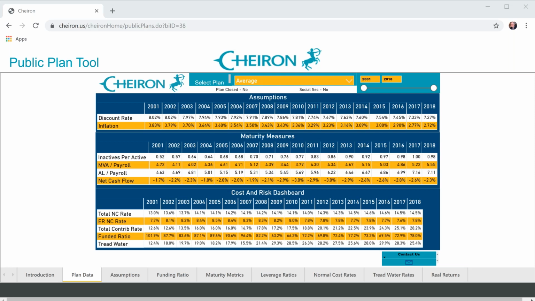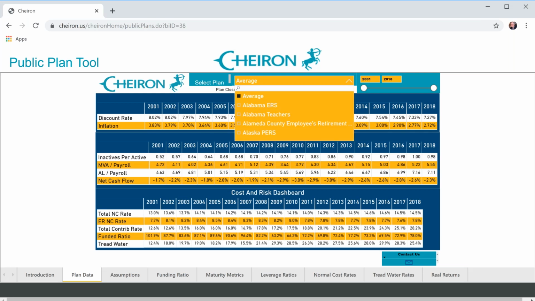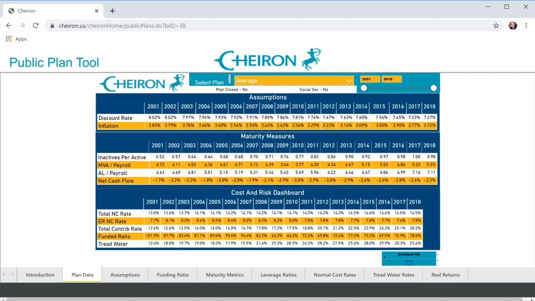At the very top, there's a drop-down menu that allows you to select a plan. For example, if I hit the drop-down, you see they're alphabetical: Alabama, Alaska, but the very top one is average. And if you have a plan whose name starts with W or Y, you can just type that letter in and it'll scoot down to that part of the menu. But for today's webinar, we're just going to stick to the average, and compare the average of all the 190 plan statistics to the other 190 plans.